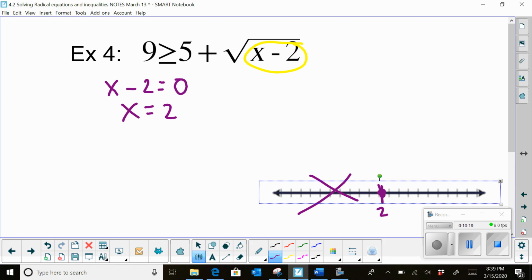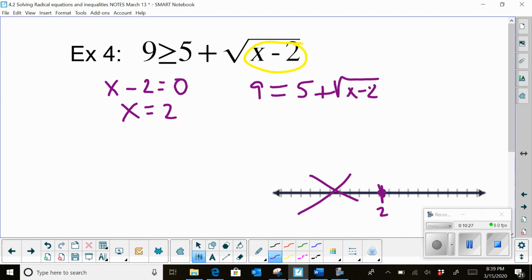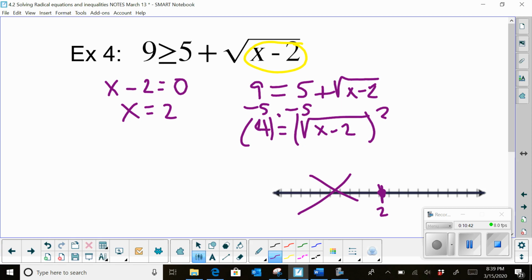Then we're going to turn it into an equation. 9 equals 5 plus the square root of x minus 2. You have to isolate your variable, so subtract 5 over first. You get 4 equals the square root of x minus 2. You need to square both sides to isolate the variable. Get rid of that radical.